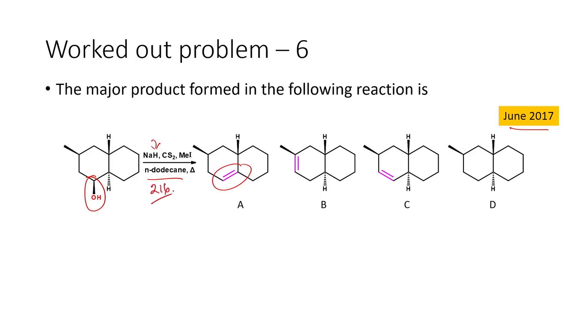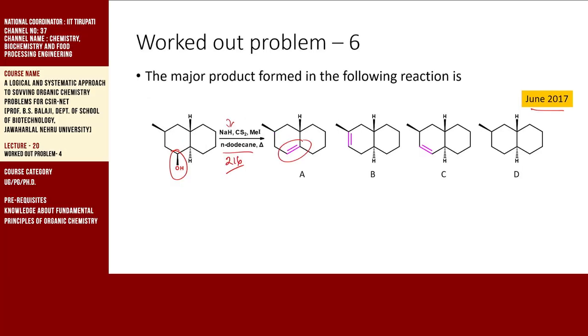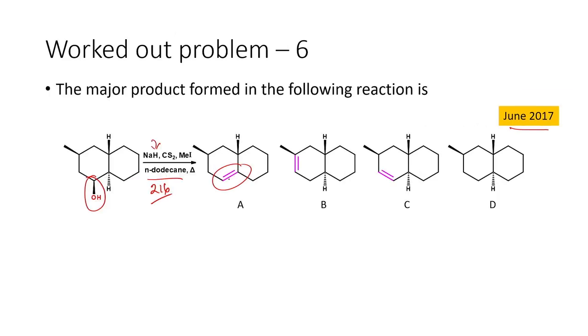So, in other words, this is again very similar to the previous case where we carried out the reaction at 200 degrees. The alcohol group is going to be lost, so we are going to get the alkene. That is the reaction we have seen earlier. So this is also a very similar reaction. The only difference is we have different alkenes that are formed in this particular case. That means four different options are given. In A, the double bond is formed at the ring junction. In B, the double bond is formed here, and in C, we have another double bond formed here. And in the last option, the double bond is completely reduced.